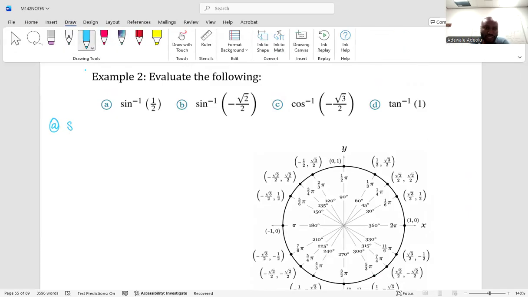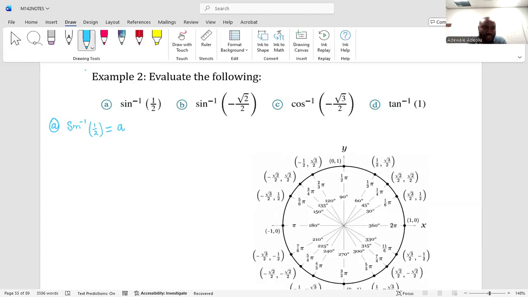Now, evaluate the following. So let us evaluate this. The first one, sine inverse of 1/2. Now, let's call this some number A. It's going to be an angle, because sine inverse of some ratio must give me an angle. I don't know it, so let's call it A.